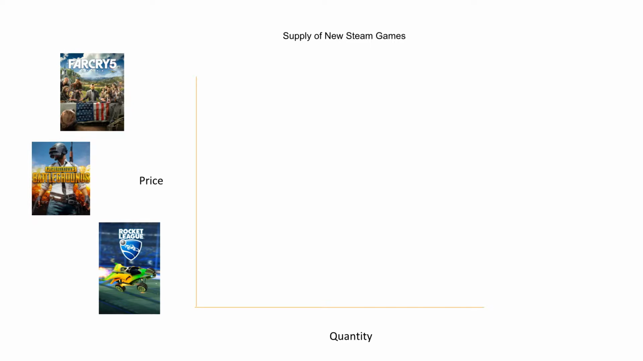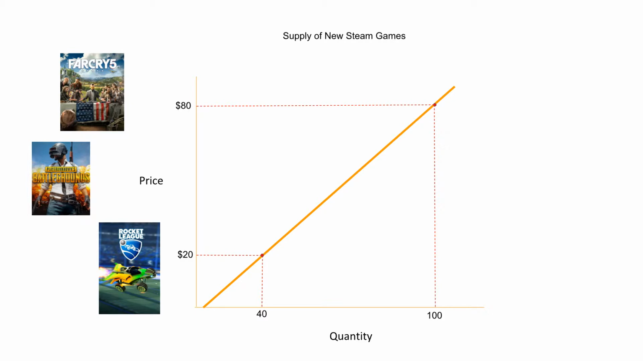Well, we'll assume that if Steam could sell games for $80 each, then they would be motivated to provide 100 new games. If, however, Steam can only sell games for $20 each, then they'll only be motivated to provide 40 new games. If we can figure out how many new games Steam would be willing to provide for any given price, we can draw out the supply curve. The more that Steam can sell each game for, the more motivated they will be to provide new games.